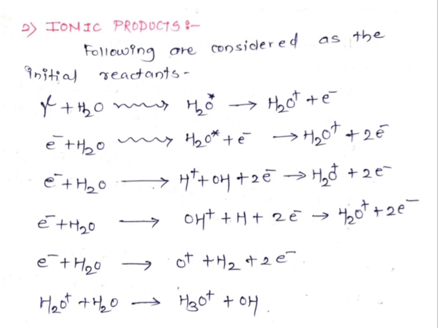So all these reactions show that when the water molecule interacts with higher energy particles or radiations like gamma radiation and the electron, they will form the ionic products, because each and every product has some charge. It will be either positive or negative. Okay, so these are the ionic products.